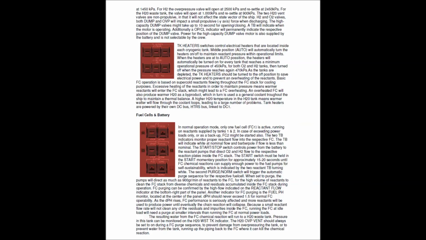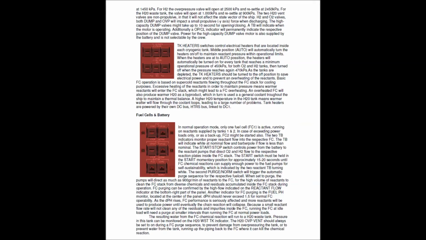Fuel cells and battery. In normal operation mode, only one fuel cell, FC1, is active, running on reactants supplied by tanks 1 and 2. In case of exceeding power loads only, or as a backup, fuel cell 2 might be started also. The two talkback indicators monitor proper reactant flow to the respective fuel cell. The talkback will indicate white at normal flow and barber pole if flow is less than nominal.